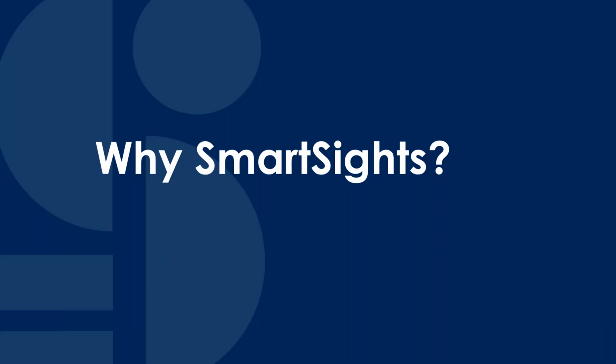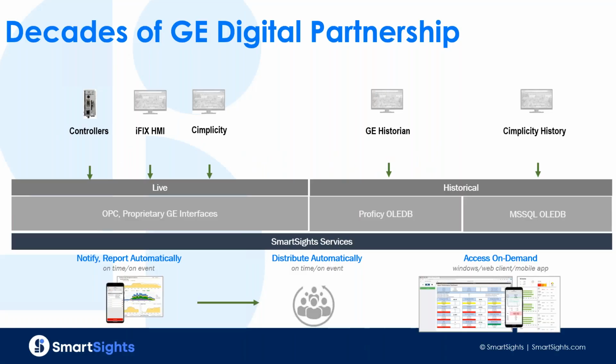So why would people choose SmartSights? There are tons of other companies out there that are working in the area of alarm notifications, reports, and data analysis. SmartSights has had decades of partnership with GE Digital, and so we have a lot of experience working with controllers, with the iFix HMI, with Simplicity, and the historian interfaces behind these HMI SCADA products to deliver reports and notifications automatically. And we provide many different ways for people to access critical information about their process, either on premise by receiving automated notifications or report emails, or by interacting with our smart device mobile app, the Win911 app.